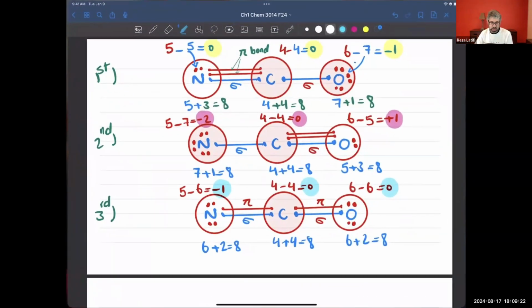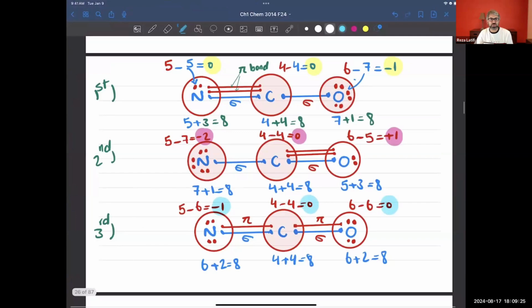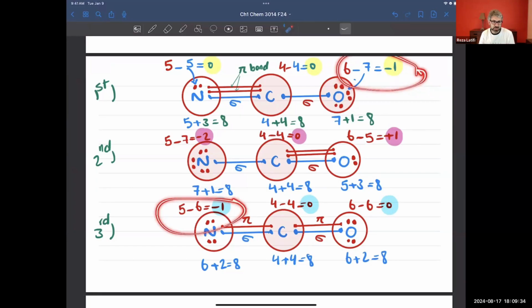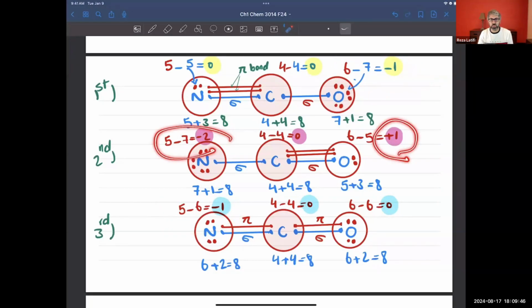Okay, so now let's check. I have two structures with only one charge. Structure number 1 has only one charge, and it's minus 1. Structure number 3 also has only one charge, and that's minus 1. So I got 1 and 3 with only one charge. How about number 2? Number 2 has plus 1 and minus 2. That's going to be the worst structure.